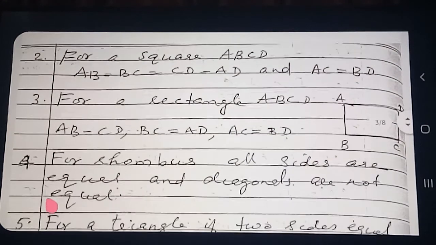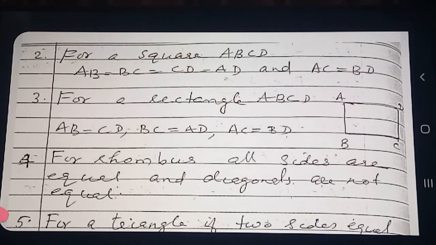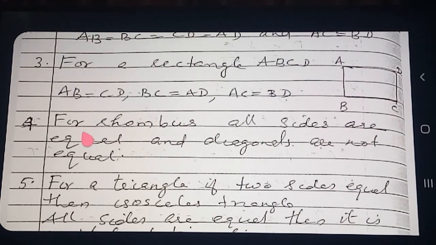Next point. For a rhombus, all sides are equal but diagonals are not equal. If the diagonals also come out equal, what will it be? Square. And the parallelogram: opposite sides are equal, and the diagonals are bisecting each other, not equal. And for a rhombus, I have written all sides are equal and diagonals are not equal.